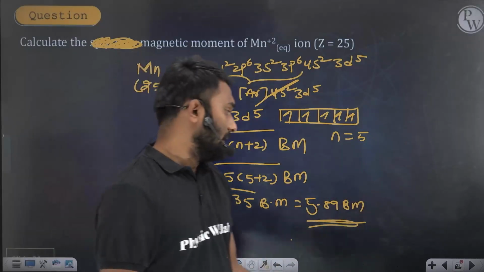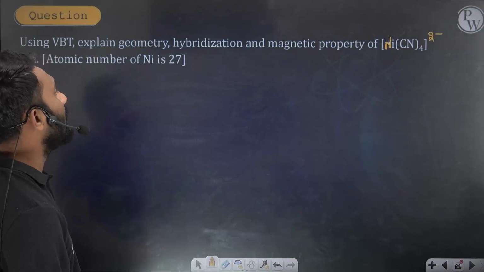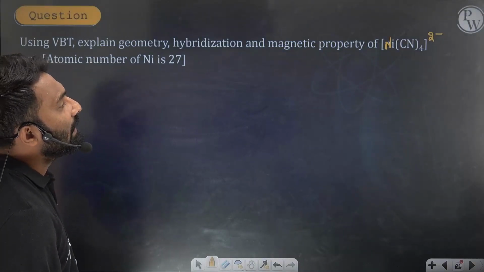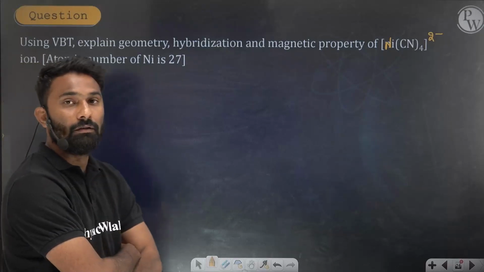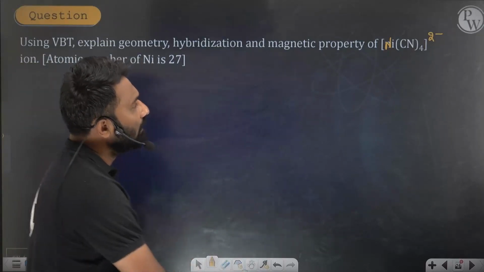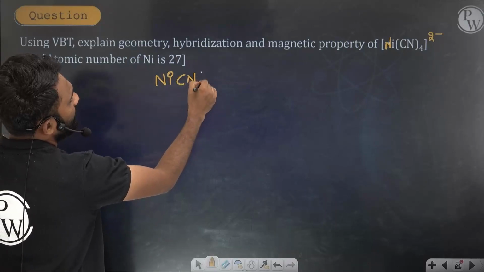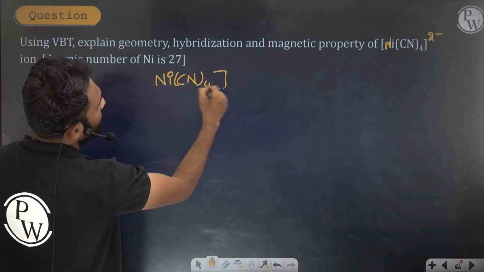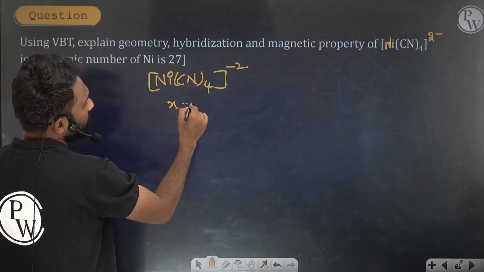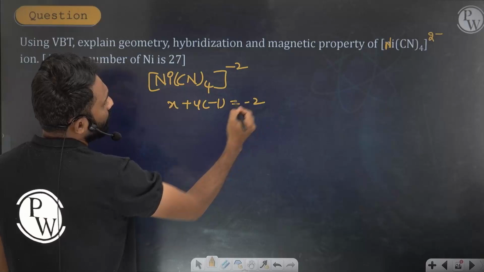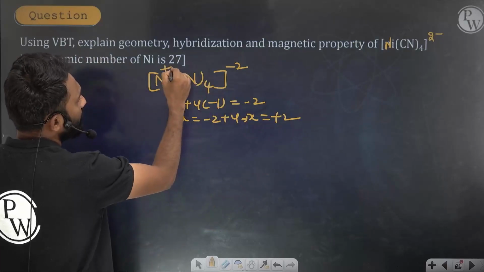Okay, next. Using the VBT, explain the geometry, hybridization and the magnetic property of the nickel tetracyanonickelate 2 ion. Clear? Here, cyanide is a strong field ligand. Now the oxidation number: X plus 4 into minus 1 is equal to minus 2. X is equal to minus 2 plus 4, X is equal to plus 2. Nickel oxidation number is plus 2.